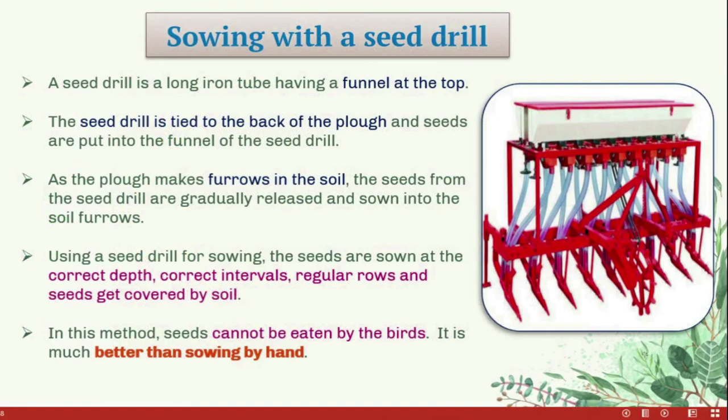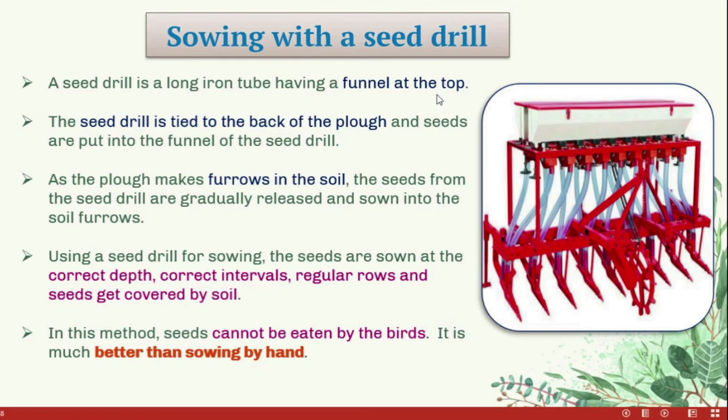Next one, sowing with the seed drill. Look at the picture. This is what is called a seed drill. What is meant by seed drill? You have to know that. A seed drill is a device used in agriculture that sows seeds for crops by positioning them in the soil and burying them to a specific depth. While using this, we can definitely sow the seeds at proper intervals.